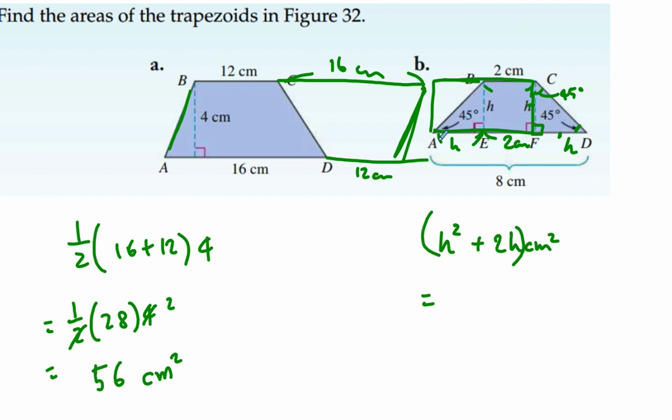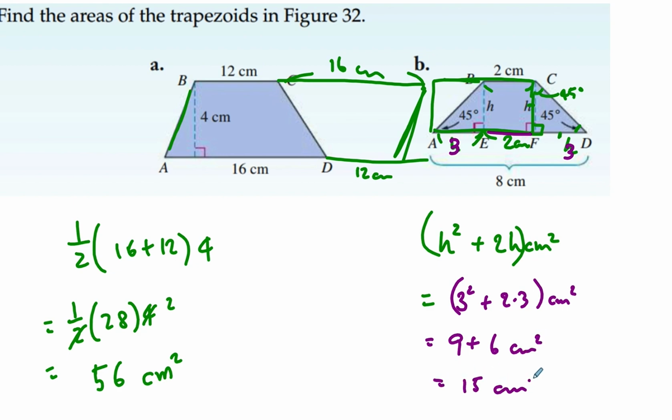Yes, we can, because we are given 8 centimeter here. Oops, this is not, yeah, this is 2 centimeter. Okay, so if you are given total 8 centimeter and we know this is 2 centimeter, then h plus h, the other 2 should be 6. So 6 plus 2 makes 8. Then each h should be 3 centimeters, right? So our h is 3. Then you have 3 squared plus 2 times 3 square centimeter, which is 9 plus 6 square centimeter. That is 15 square centimeter.